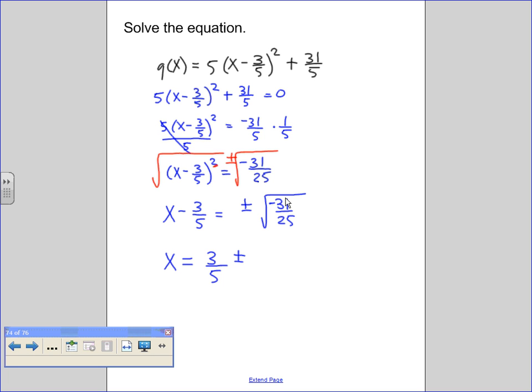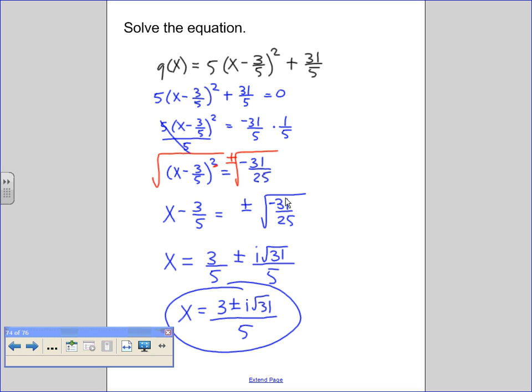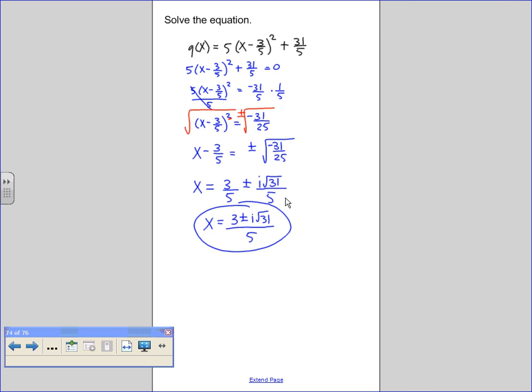I know the square root of 25 is 5, so I can leave this as, and I know that since I have a negative 31, I might want to rewrite that as i square root 31, and we see that our solutions are actually imaginary. So I get this, okay? And we can also write that as 3 plus or minus i root 31 over 5. Okay, and so these are the solutions, which I notice are not real solutions. But I do have 2 non-real solutions for this quadratic.